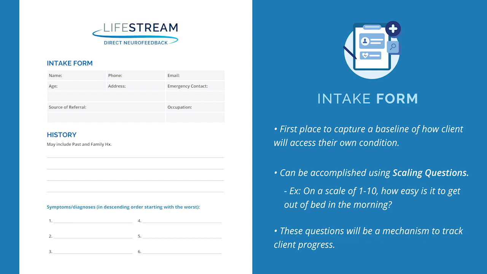First and foremost, the intake form is the first place to capture a baseline of how the client would assess their own condition. This can be accomplished during intake by using scaling questions, such as, on a scale of 1 to 10, how easy is it to get out of bed in the morning? These types of questions will appear at the beginning of every session and will serve as a mechanism by which you'll be able to track the client's progress, but we'll focus more on that later in the course.